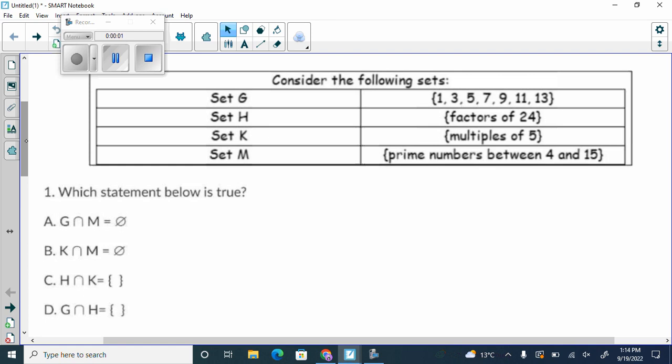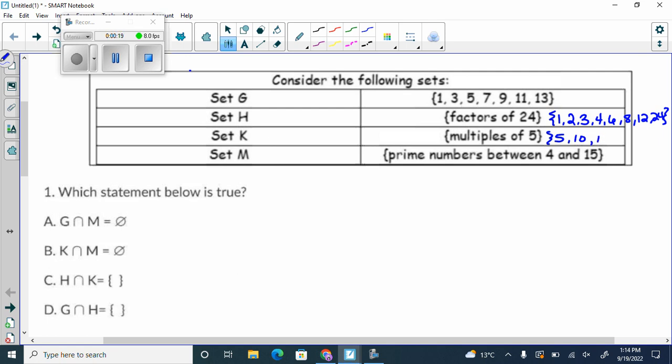3, 5, 7, 9, 11, and 13 is G. And then we have factors of 24. So that's going to be 1, 2, 3, 4, 6, 8, 12, and 24. And then we have multiples of 5, which are 5, 10, 15, 20, etc. And then the prime numbers between 4 and 15.